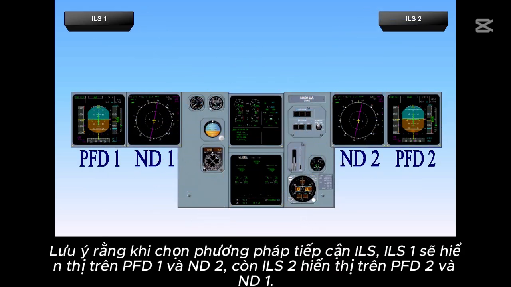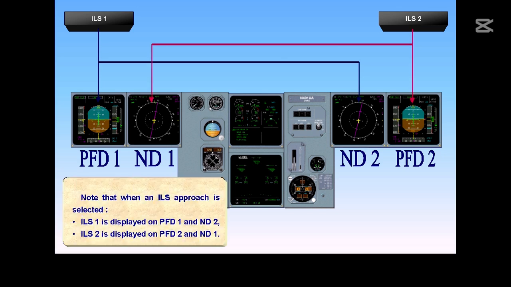Note that when an ILS approach is selected, ILS-1 is displayed on PFD-1 and ND-2. ILS-2 is displayed on PFD-2 and ND-1.